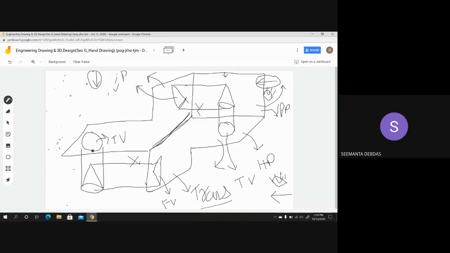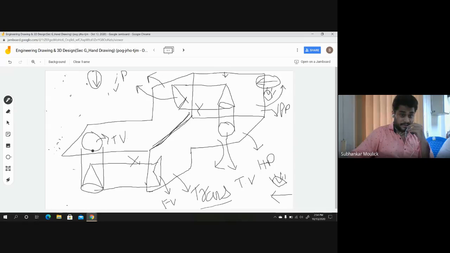Yes, sir. Now, sir, that means HP is also transparent here? Yes, it has to be transparent. Both the planes. If it is not transparent, you won't be able to see. But that is not the case with first angle projection method. Am I clear? Yes, sir.